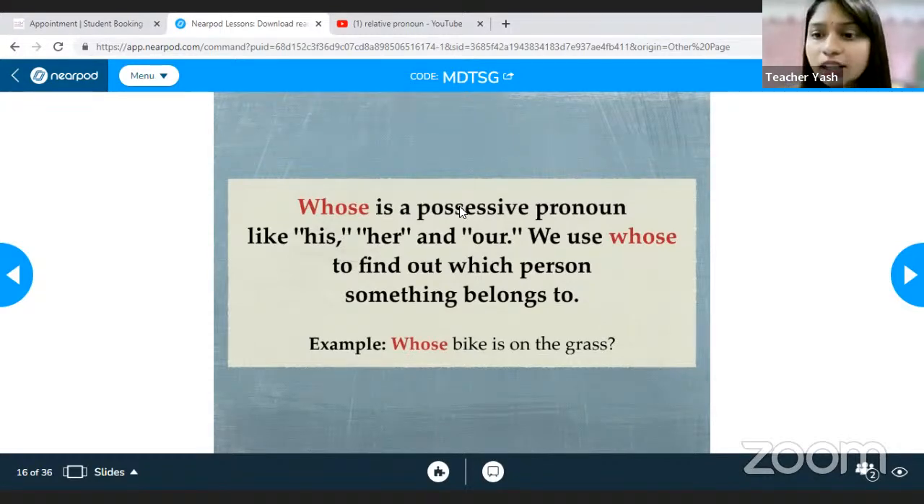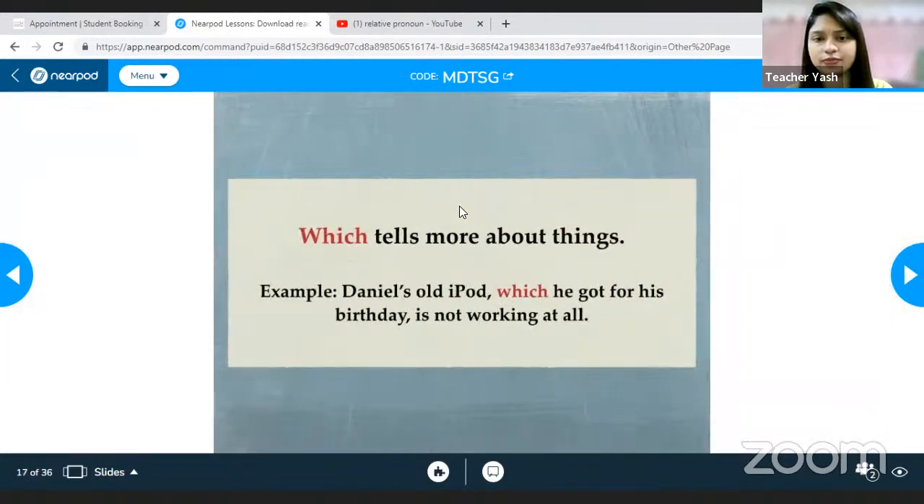Okay, the girl whose hair is very long is my sister, because we want to say the hair belongs to her. Oh, okay. The girl whose car is in red color is my sister's. Understand?